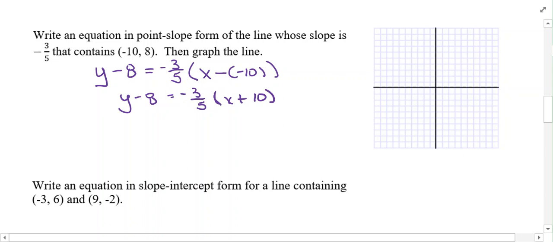To plot this one, the first thing we're going to do is plot the point (-10, 8). And then use the slope to find another point. So down 3, 1, 2, 3, and over 5, 1, 2, 3, 4, 5.